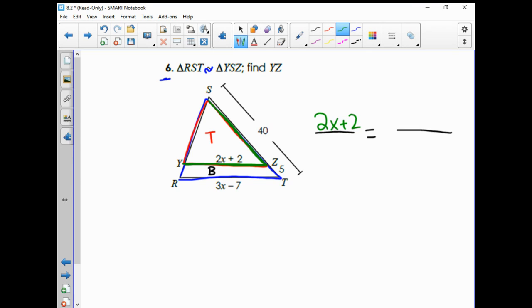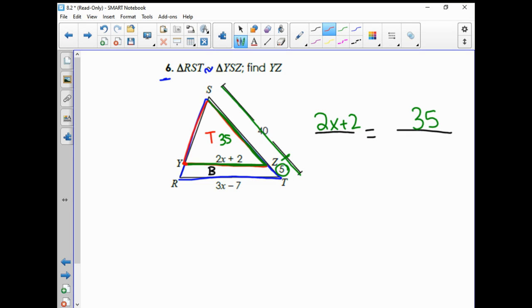We know that the whole long side is 40. Notice that from here to here is 40. We know this little part right here is just 5. So to find the side of our triangle, we're going to have to subtract that 5 from 40. That side is going to be equal to 35. So that's a little trick that they threw into this problem. Okay, so those are the two sides of our top triangle.